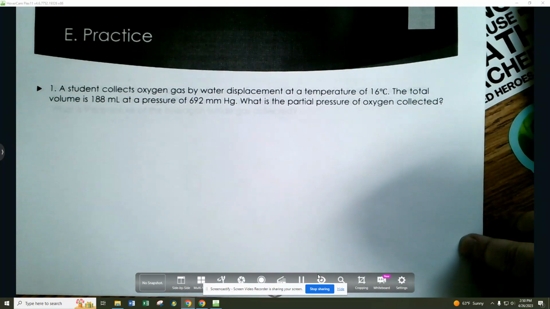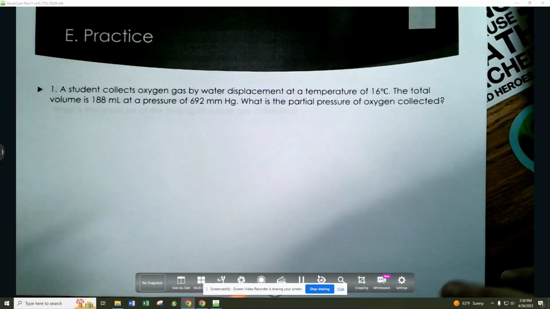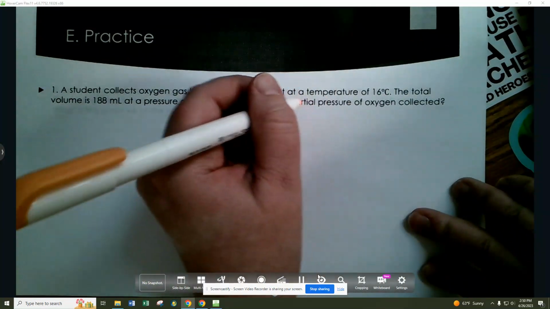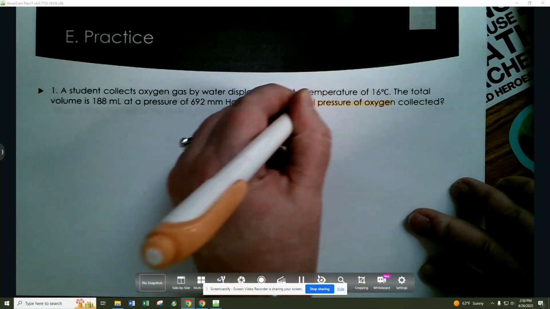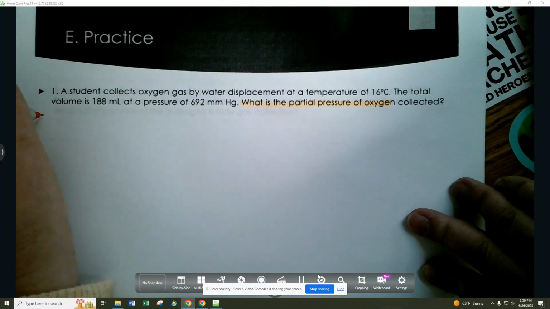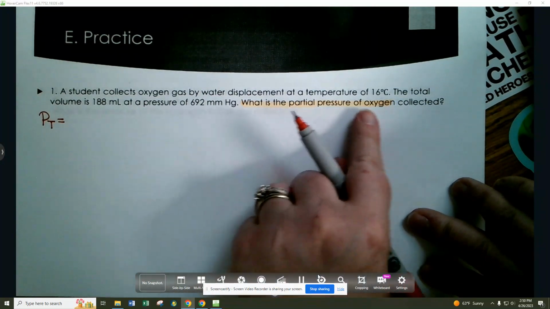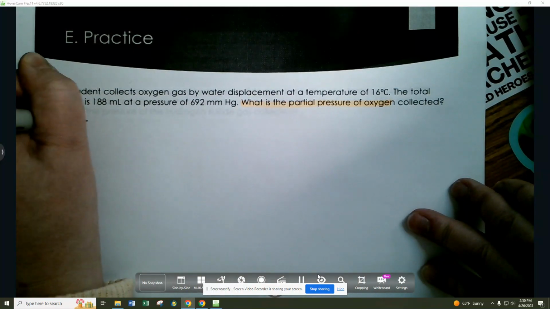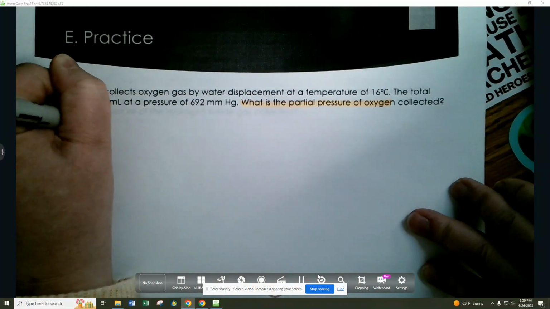Okay, so there's a lot to break down in terms of what information is actually important here. Right here, it's asking what is the partial pressure of the oxygen. That is based off this formula here: the total pressure is equal to the sum of the gas. Well, we're trying to collect oxygen, so I'm going to put the pressure of oxygen plus the pressure of the water.